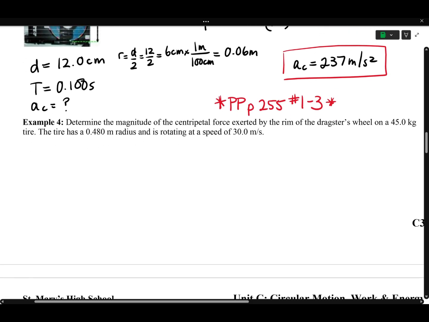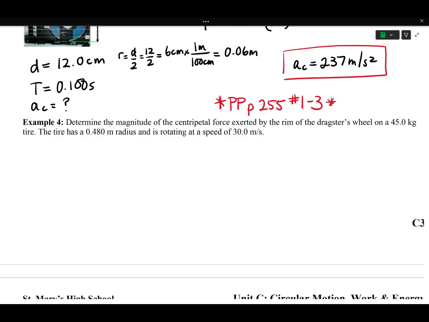Okay, example number 4 now. Determine the magnitude of the centripetal force exerted by the rim of a dragster's wheel on a 45 kilogram tire. The tire has a radius of 4.80 meters and is rotating at a speed of 30 meters per second. So let's start by writing down what we know. We have a mass of 45.0 kilograms, a radius of 0.480 meters, and a circular speed of 30.0 meters per second.